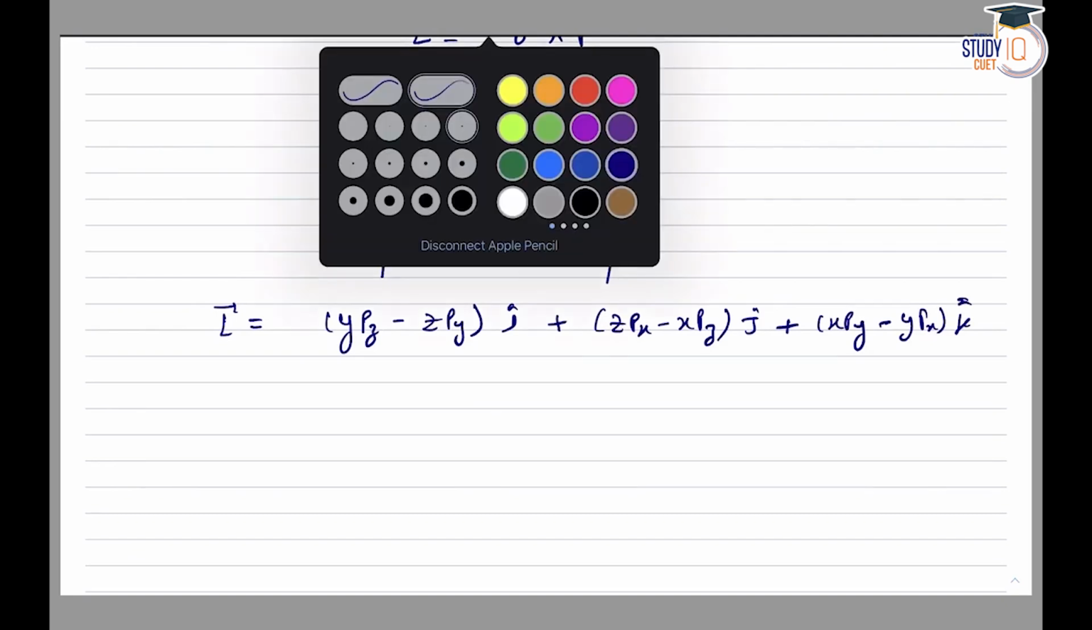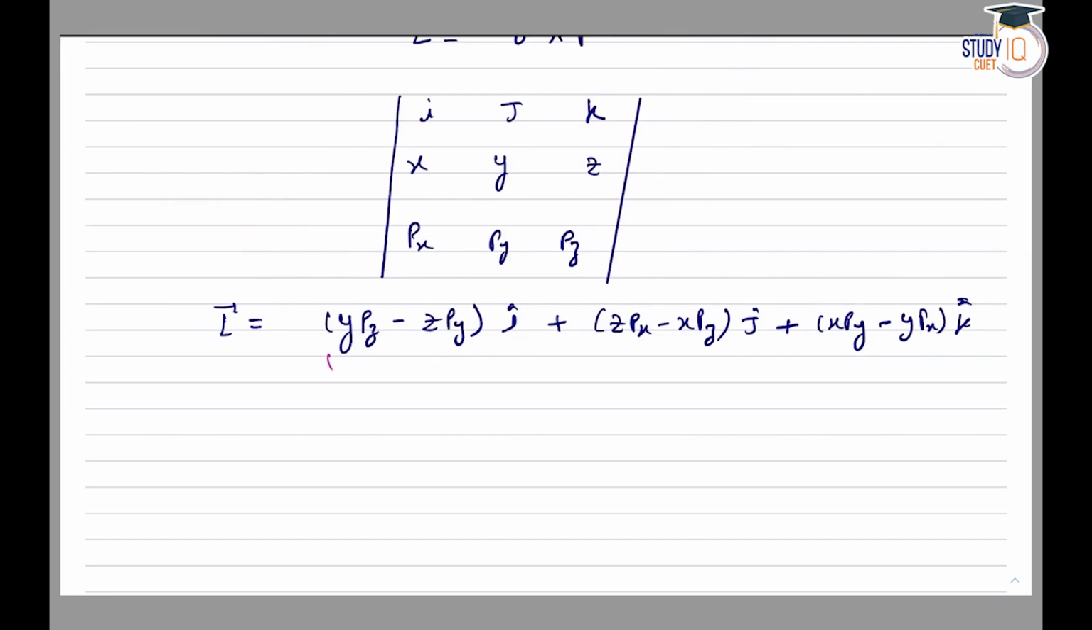Now he is asking for the component along x, y, z. So clearly we can say this is the component of angular momentum along x, this is the component of angular momentum along y, and this is the component of angular momentum along z.